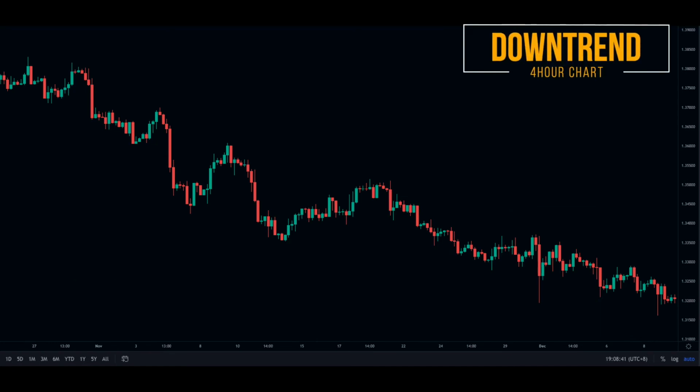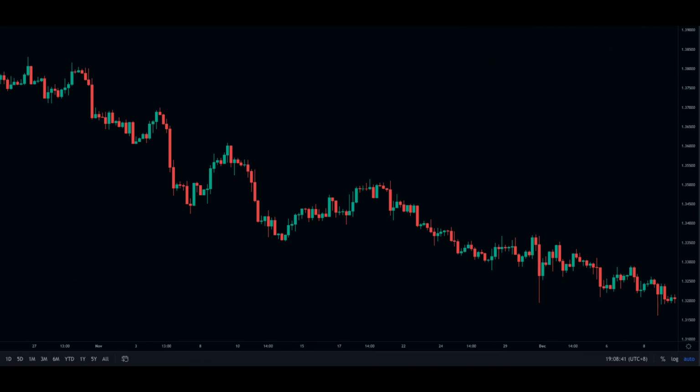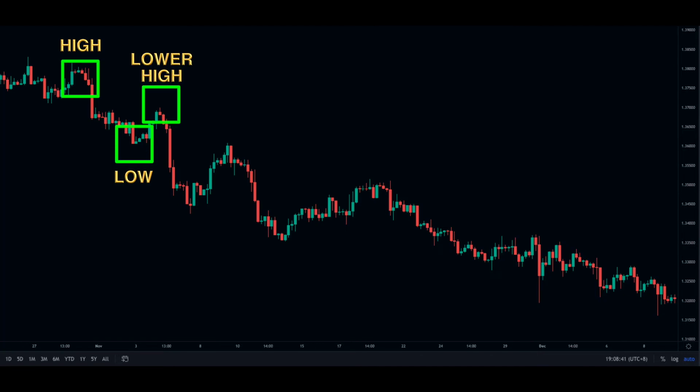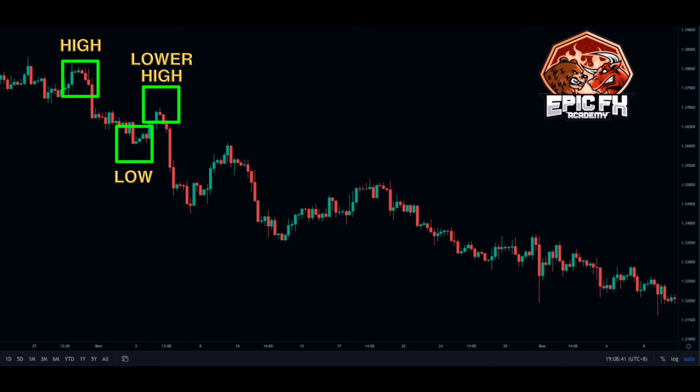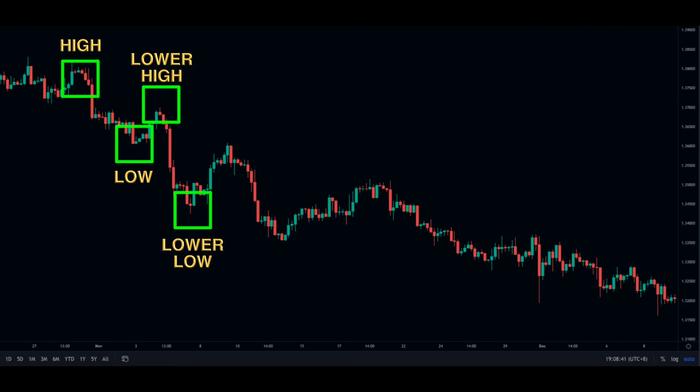Downtrend. For a downtrend, you will see similar price movements but in reverse. Price will form a pattern of lower highs and lower lows. Here's the initial swing high. We have an impulse move down which forms our lower low. We see a pullback and price hits this area before reversing. This is a lower high because this swing high is lower than the previous swing high. We see another impulse move down and another pullback. So we have a high, a low, a lower high, and a lower low.